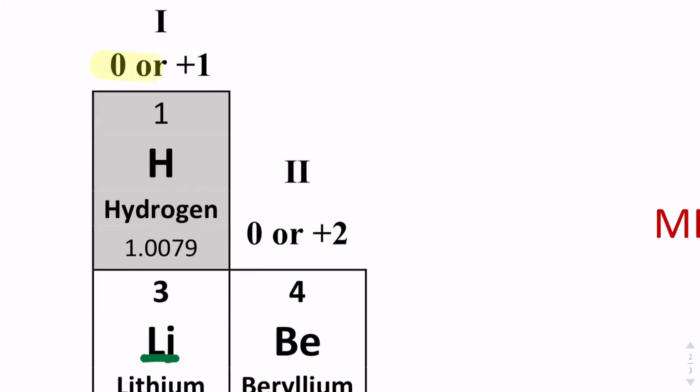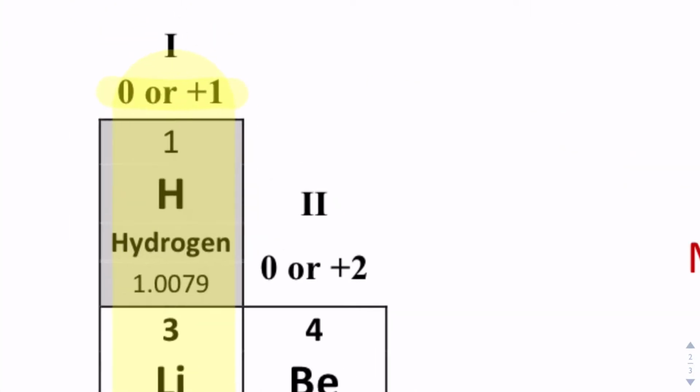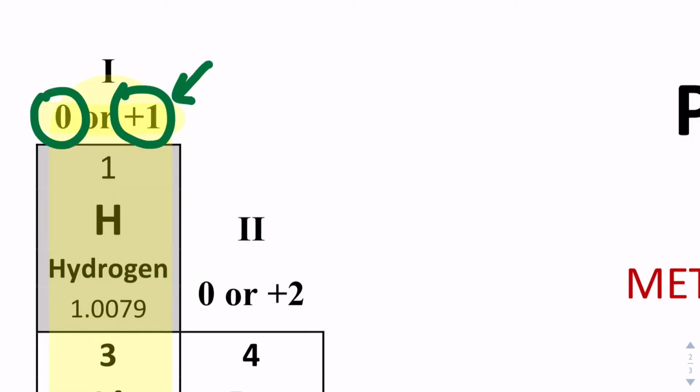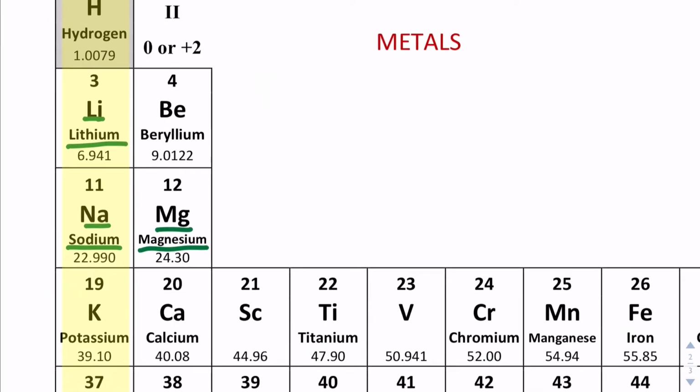In addition to the element symbols and the element names on our periodic tables, we can also see some numbers above each of the columns. The numbers above the columns represent the possible charges for our elements, meaning everything that falls in this first column can have a charge of 0 or +1. The +1 is representative of the valence, meaning that everything in this column has a valence of 1. We can also see for the second column that the number is 0 or +2, meaning that everything in this second column has a valence of 2.